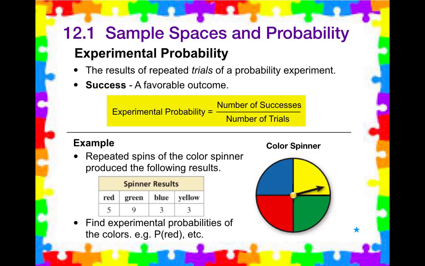So theoretical probability is where you use deductive logic. Experimental probability is where you actually try it out in repeated trials. And we'll continue this conversation in the next class.